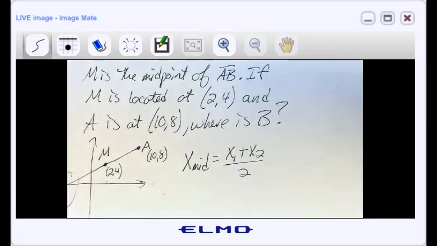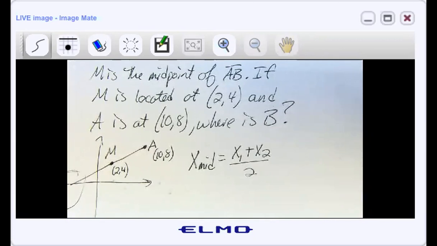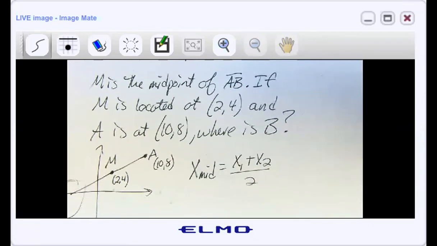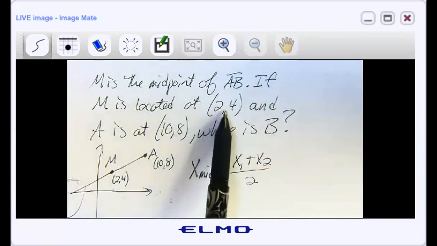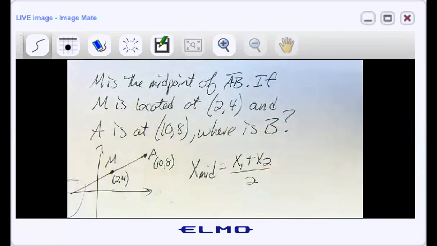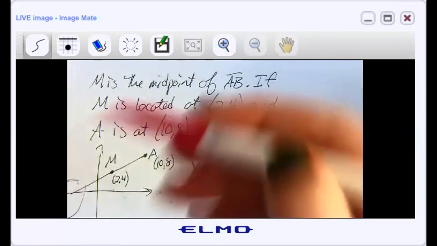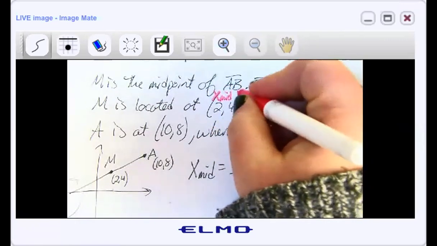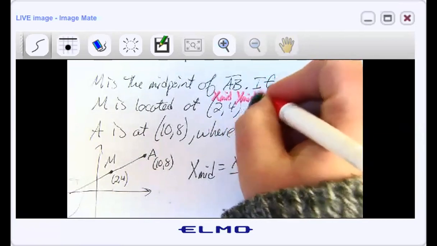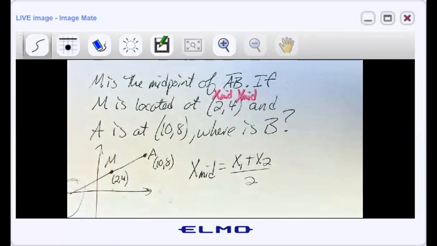I'm going to do the same exact thing. It's just that I don't have x1 and x2 right now. Here's what I have. Let's investigate. If I go back and I read, M is the midpoint. So this coordinate, 2, 4, is X mid and Y mid. That's what I have. That's different from yesterday. So this is X of the midpoint, and this is Y of the midpoint.